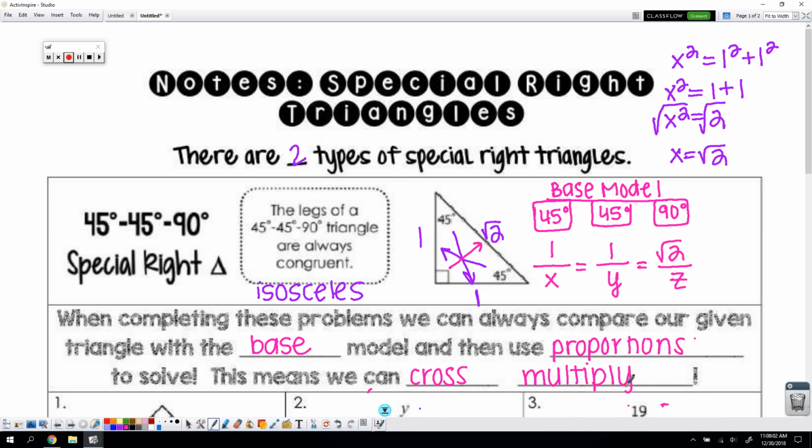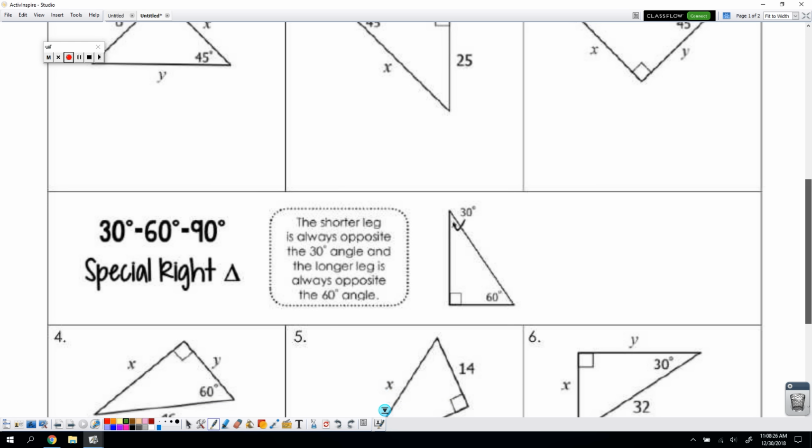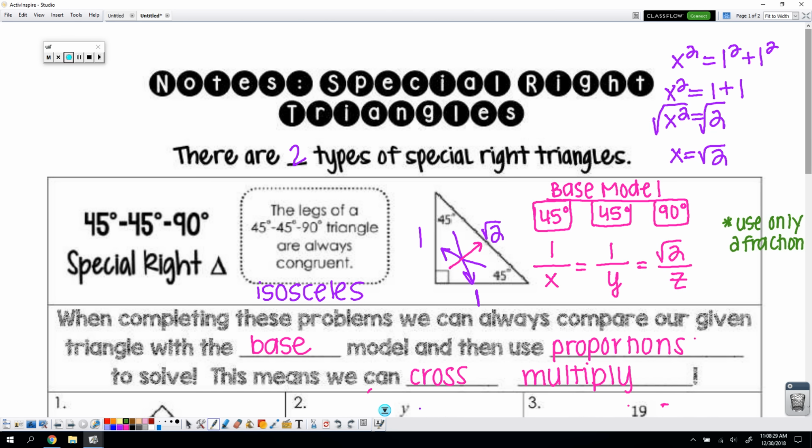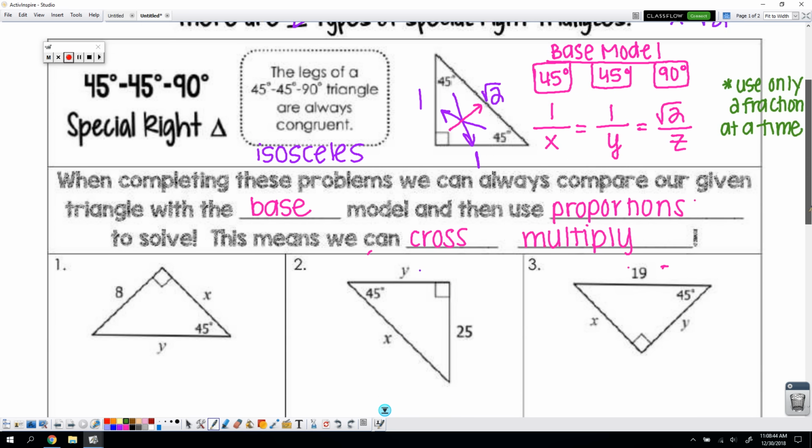One thing we need to note is that when you cross multiply, we talked about this in unit 6 probably, you can only ever use 2 fractions at a time. What that means is I'm going to have to set up 2 equations if I want to find all of these answers. If I need to find all of the parts, I'm going to need to do it twice.